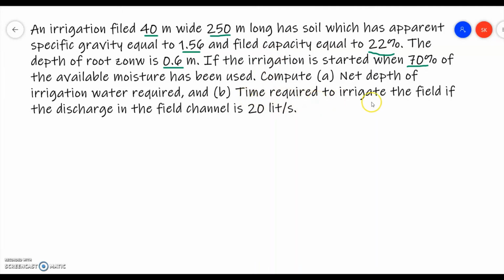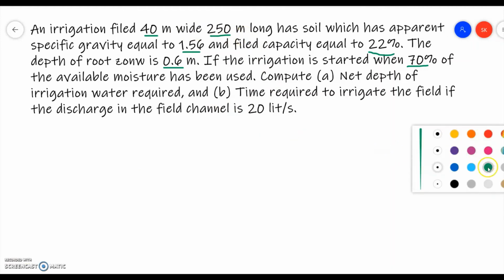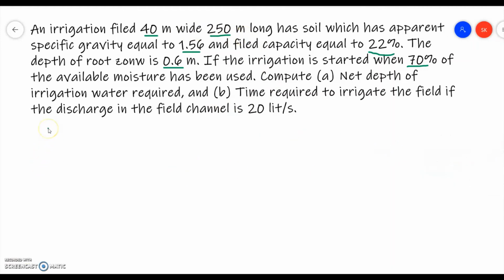The time required to irrigate the field if the discharge in the field channel is 20 liter per second. So second is how much time is needed to irrigate that field with an area of 40 meter wide and 250 meter long. Now we will go step by step. In the first step we will mention what is given in this particular problem. Basically given is FC, which is 22%.